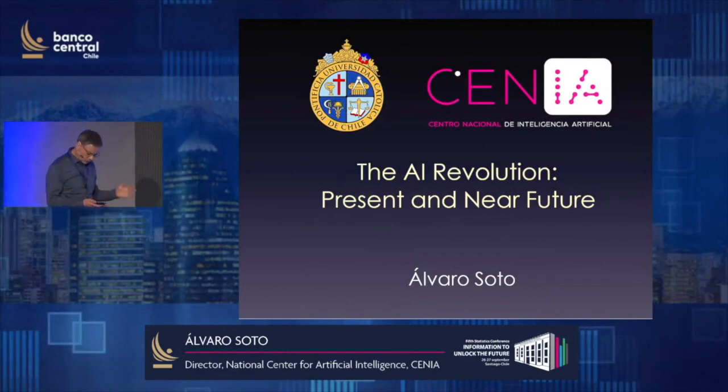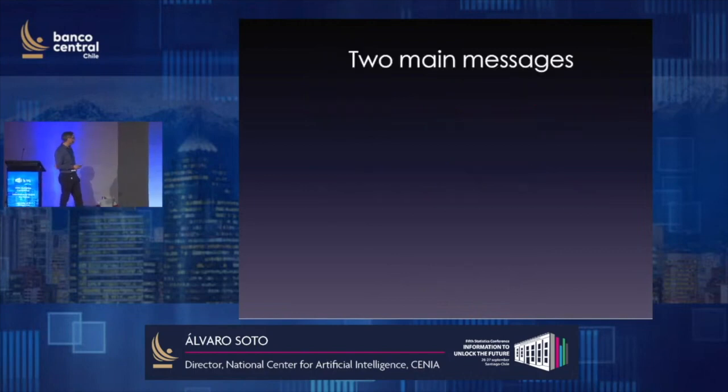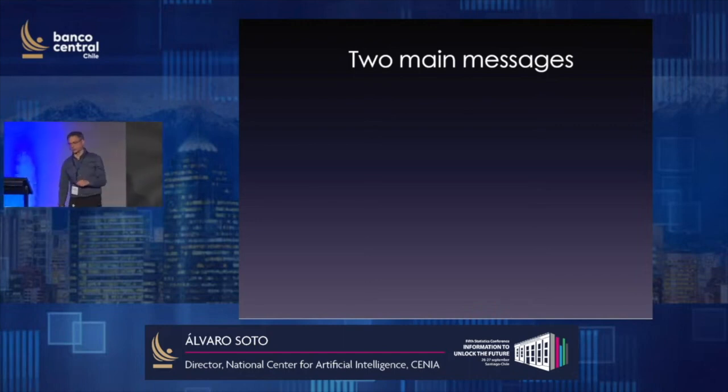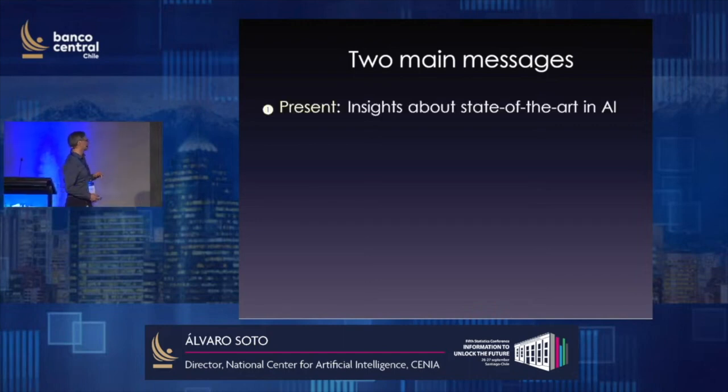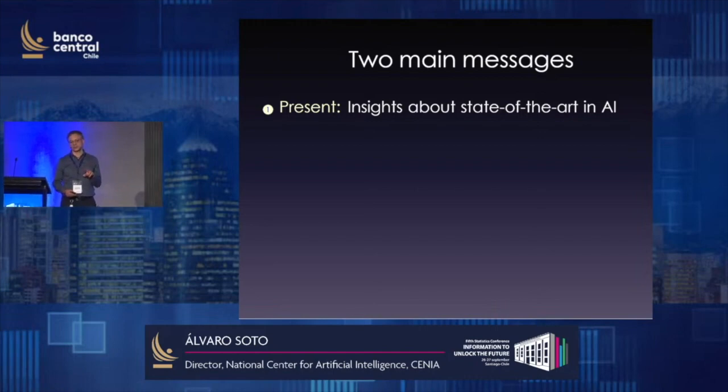And today I will tell you about my vision of some important steps that have been happening in the AI scenario. So this is a short talk, and I had mostly two messages for you. The first message is related to the present state of the art in AI. I would like to give you my view of what are the two main technologies behind the current revolution in artificial intelligence.